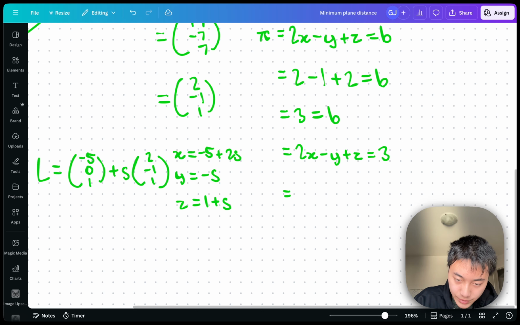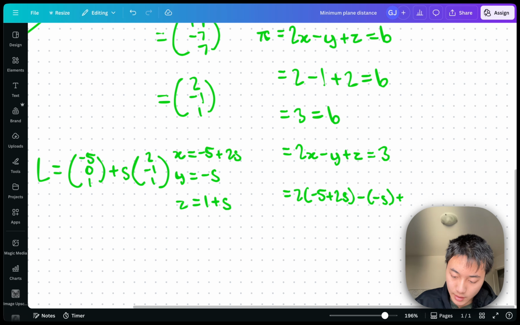So 2 times (-5 plus 2s) minus (-s) plus (1 plus s) equals 3, the constant. Oops, why did I put a bracket? Okay. Now we just solve for s, and then we can substitute s back in the line formula so we can get the coordinates of the intersection.